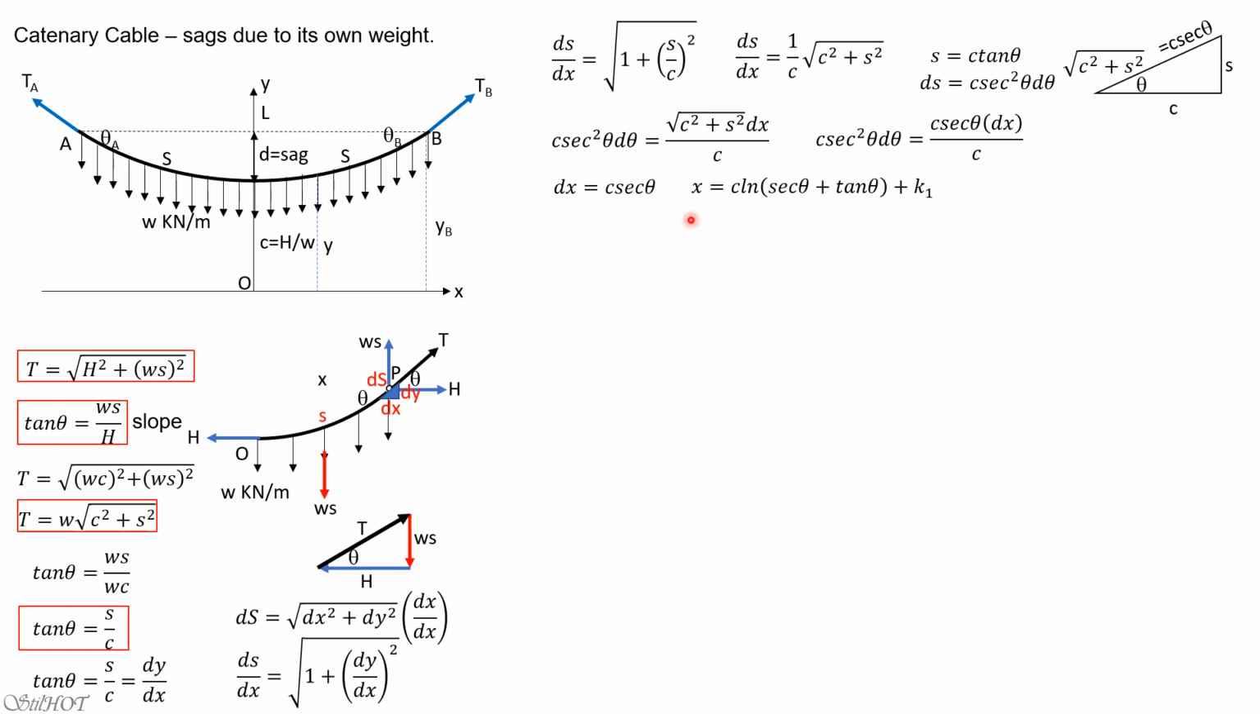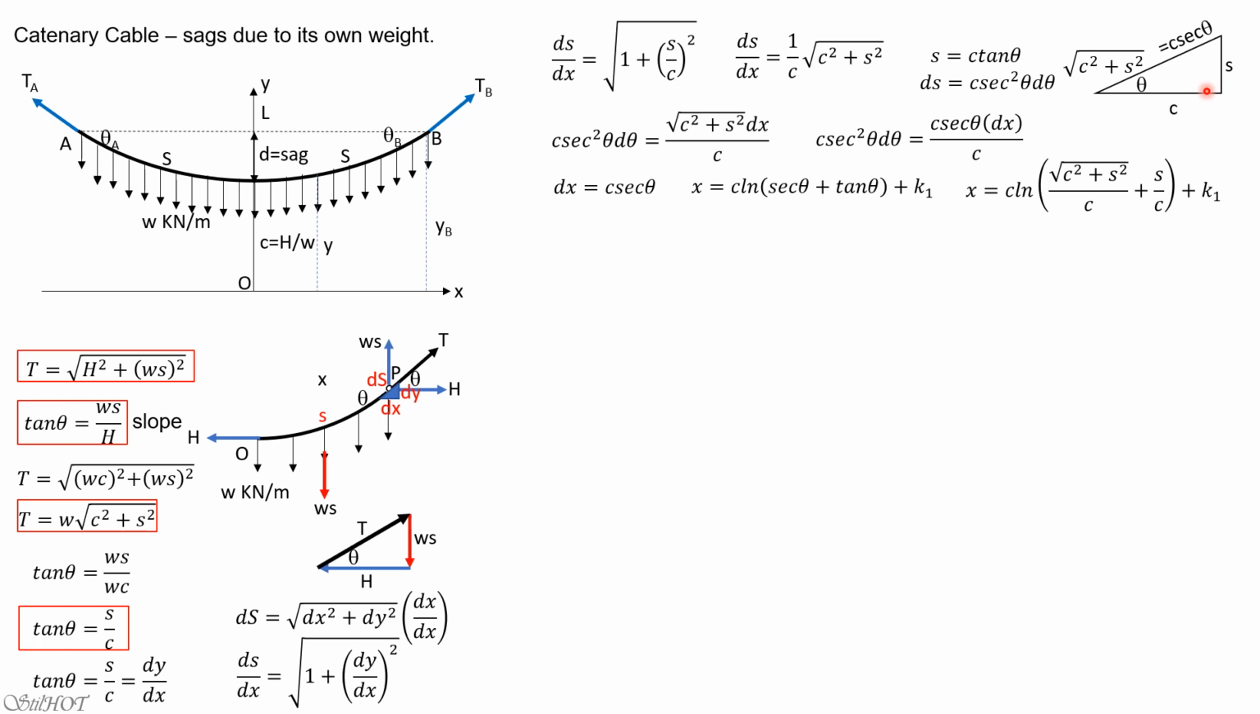So x is therefore the integral of c secant theta d theta. From calculus again, the integral of secant theta is ln of quantity secant theta plus tangent theta, and we have here the constant of integration, k1. So to evaluate k1, when x is 0, y is c. Y is not 0 because the origin is here. Y is c. And we can show that k1 is 0 also. So we have x equal to c ln of secant theta.